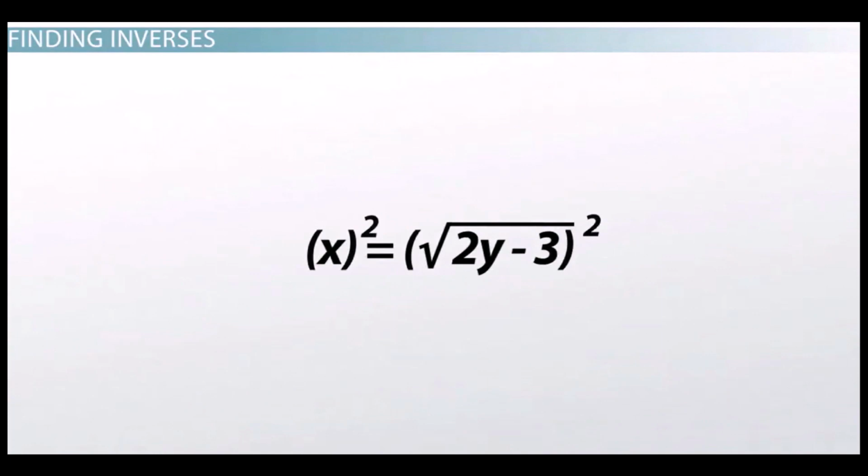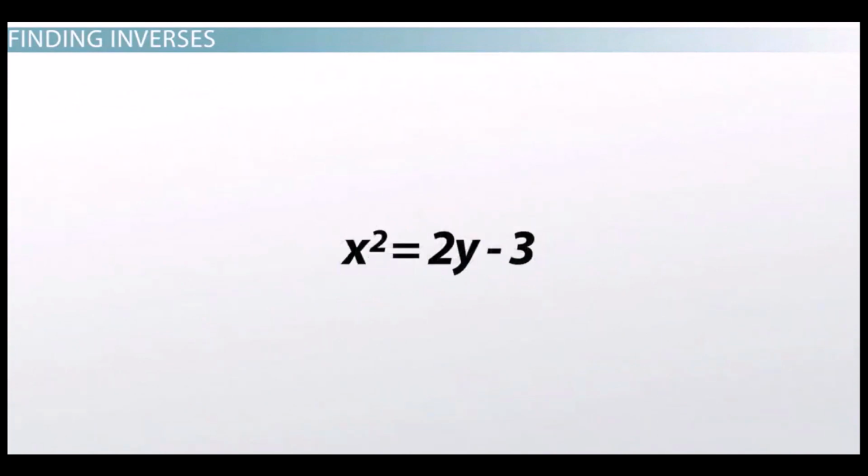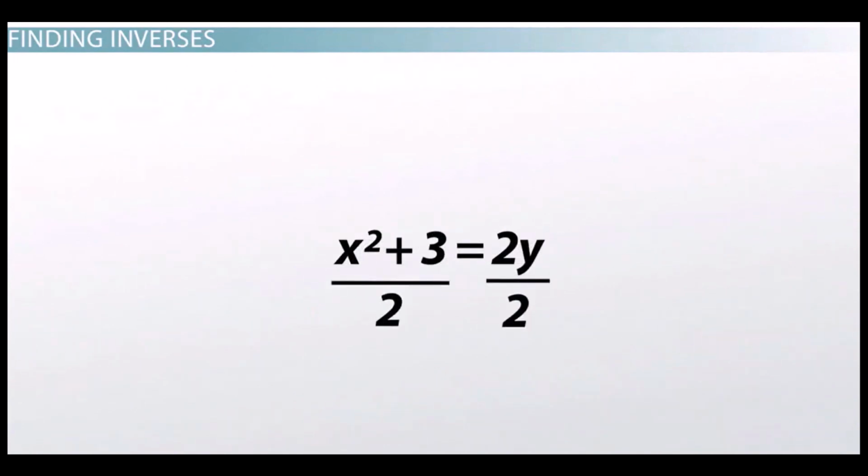Doing that here would mean we'd first square both sides to undo the square root, then add 3 to both sides to undo the subtraction, and finally divide by 2 to undo the multiplication. The equation we end up with, y equals x squared plus 3 divided by 2, is the inverse because it includes all of the inverse operations in reverse order of the original function. Therefore, g inverse of x is x squared plus 3 over 2.